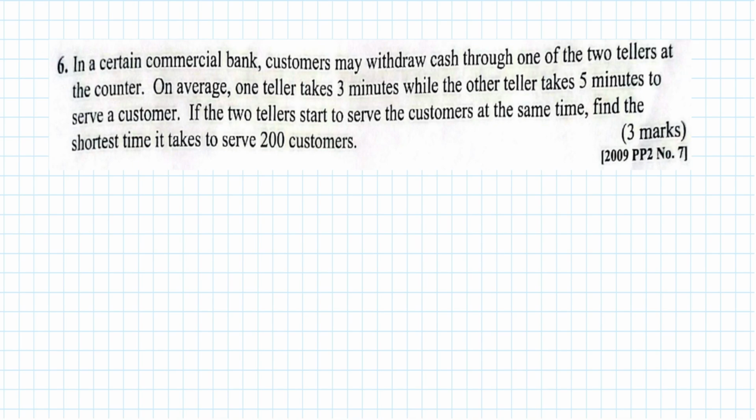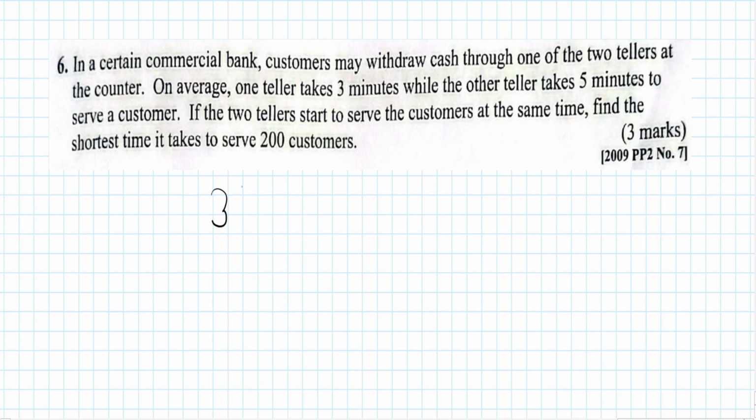Okay, in a certain commercial bank, customers may withdraw cash through one of the two tellers at the counter. On average, one teller takes 3 minutes, while the other teller takes 5 minutes to serve a customer. If the two tellers start to serve the customers at the same time, find the shortest time it takes to serve 200 customers. Now, obviously, this is a very easy question. Whenever a question like a teller comes up, or ringing bells, it's normally LCM. So don't think too much.